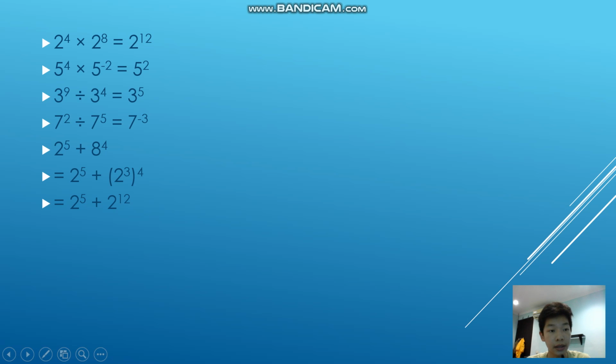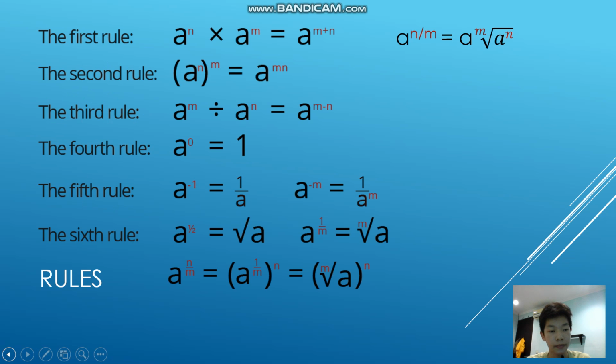There is the same thing here. The base number is 5. 5 to the power of 4 times 5 to the power of negative 2, which is equal to 5 to the power of 2. Because 4 plus negative 2 is equal to 2. The base number stays the same.